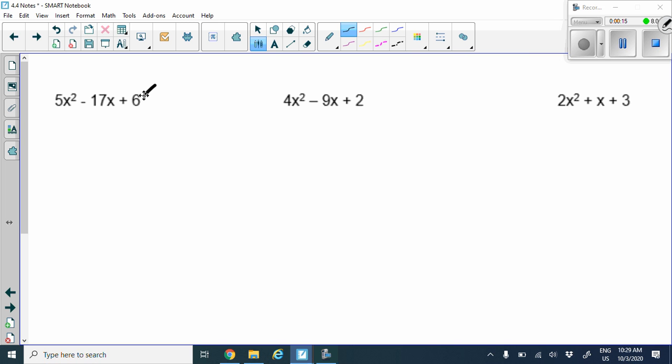So we have 6, so we need to make sure we figure out all the numbers that multiply to 6, or the factors of 6. We got 1 and 6 and 2 and 3. 5 is going to be the same. Here we only have 1 and 5, okay? Now we create our 2 sets.